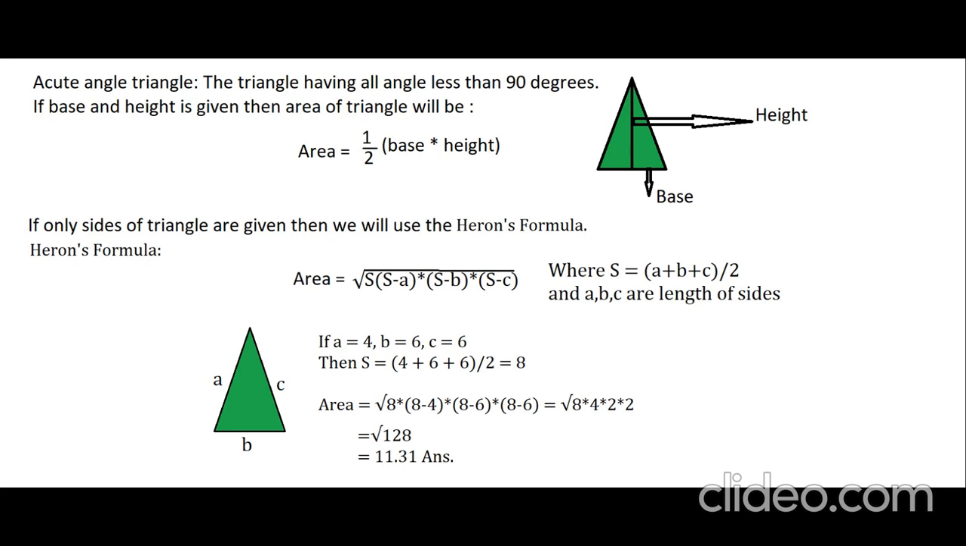You can see the example. Suppose A is equal to 4, B is equal to 6 and C is equal to 6, then S will be 4 plus 6 plus 6 divided by 2, that is equal to 8, and you can put the value of S in this formula, then you get the area of the triangle, that is equal to 11.31.